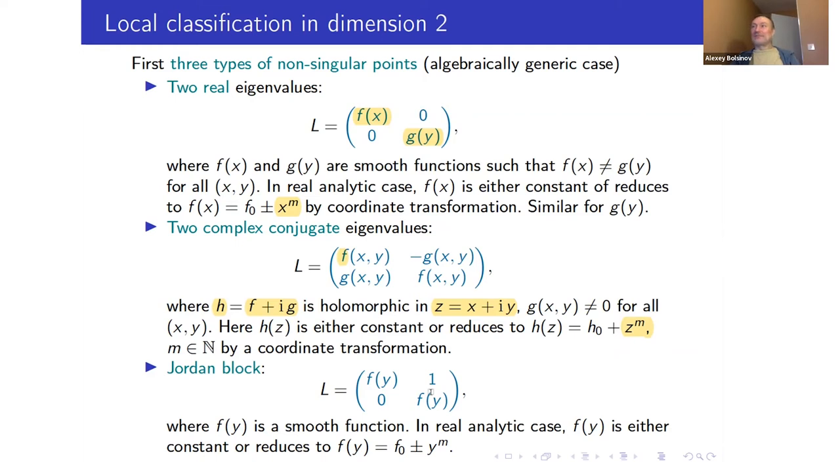So this is a standard formula in this case. So nothing surprising, nor any additional condition. The only point to emphasize is this: if you want this matrix to be a Jordan block of the standard form, then this function f, the eigenvalue, must depend on the second coordinate only, not on x, but on y, and only on y. And again, f can be reduced to the standard situation.